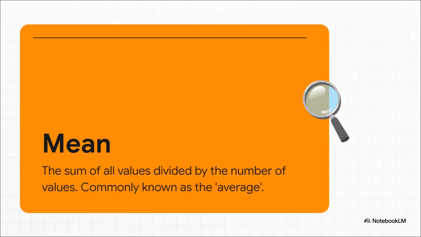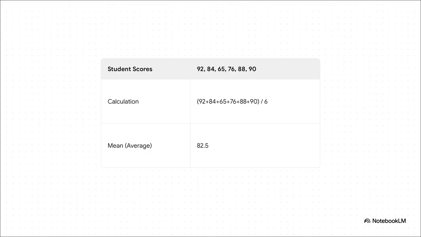First up is the one you definitely already know, the one we all learned back in school, the mean. You probably just call it the average, and it's the most common way to find the center for a really good reason. It's super straightforward to calculate. Let's make this real. Say we have 6 students with these test scores. You just add them all up, divide by the number of students, in this case 6, and boom, their mean score is 82.5.